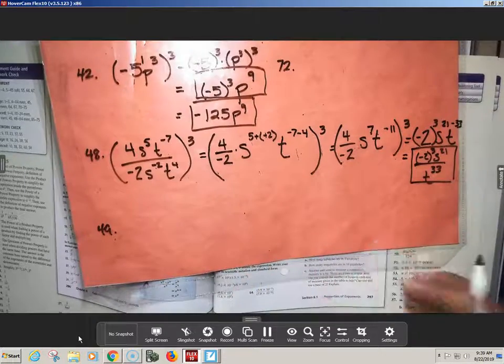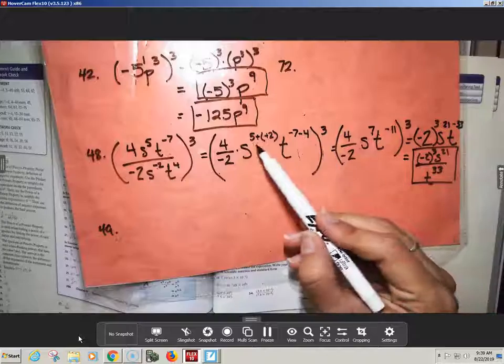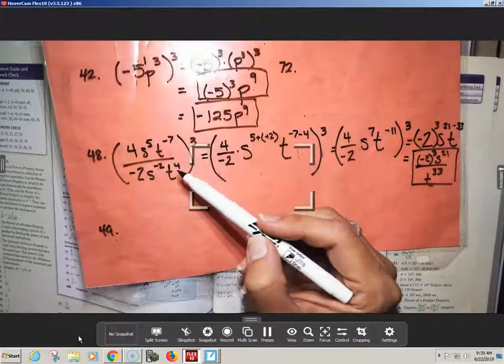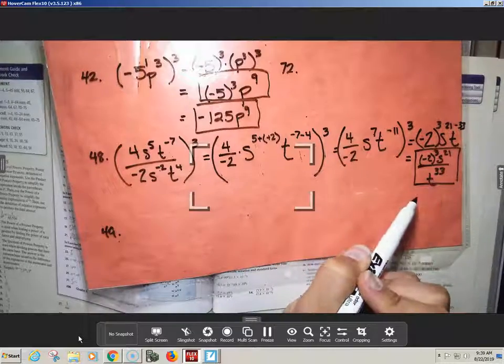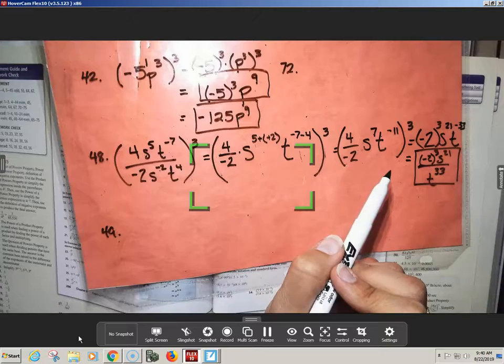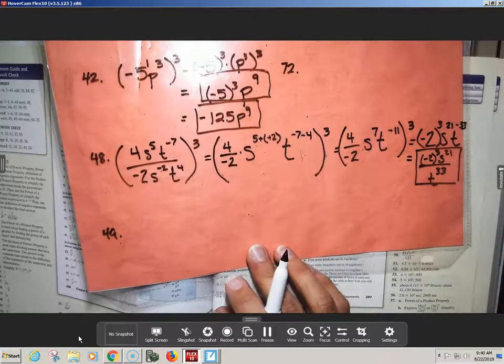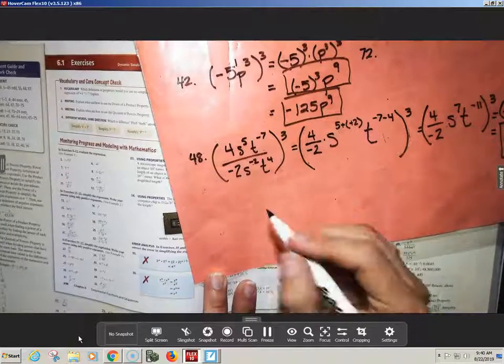Now this is probably a scary problem because some of you, even just this subtraction was really hard, like 5 minus a negative 2, negative 7 minus 4. There were lots of places to make mistakes. This is one way of going about number 48. There actually is another way though, and some of you might like that way more. Can I show you the other way?